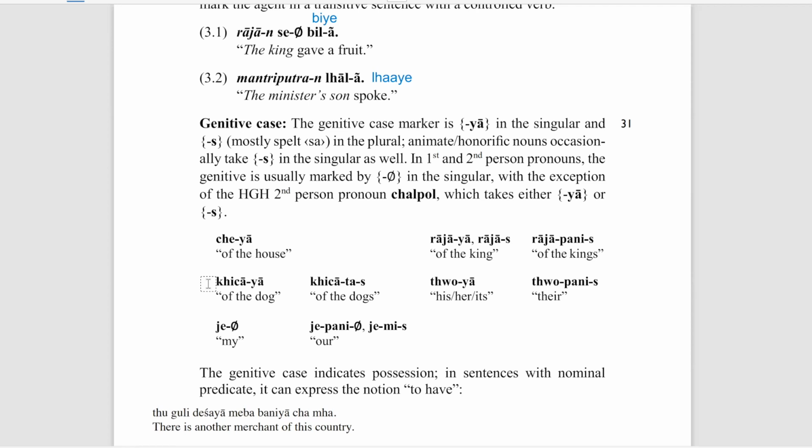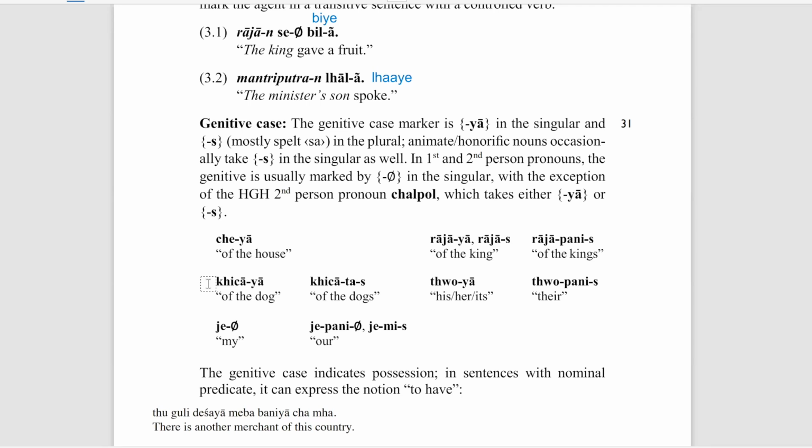And Kijadasa: Kija is dog, da is the plural marker, and sa is the plural genitive case ending. So Kijadasa, of the dogs. And Rajaya, of the king. Rajasa is the honorific.